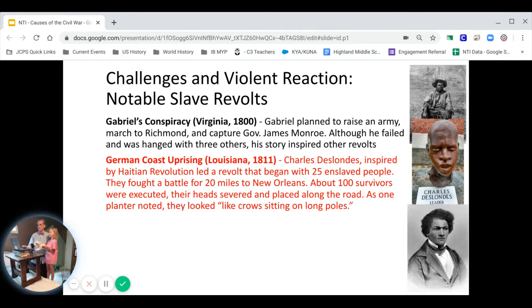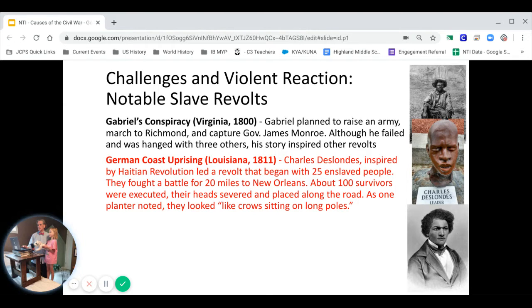There was the German Coast Uprising. That was in Louisiana in 1811. Charles Dillon was aware of the Haitian Revolution, where Haiti gained their independence. He led a revolt that began with just 25 people. They murdered the master at the plantation where they were enslaved. They fought a battle all the way to New Orleans.